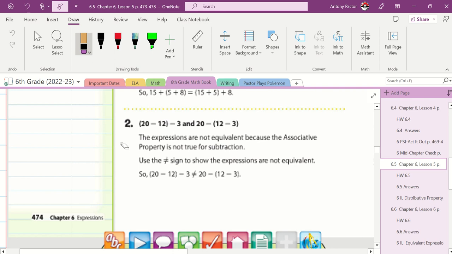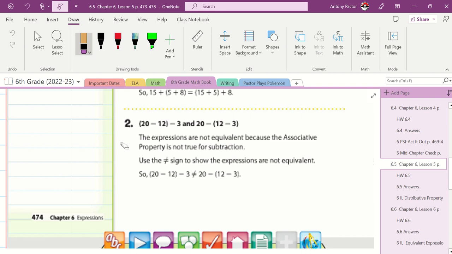Number 2, we have 20 minus 12 in parentheses, then minus 3, and 20 minus, in parentheses, 12 minus 3. These are not equivalent at all. Remember, the associative and commutative properties only work with multiplication and addition, and that's it. We don't want to mix the two up. Therefore, this is not going to work because subtraction is happening.